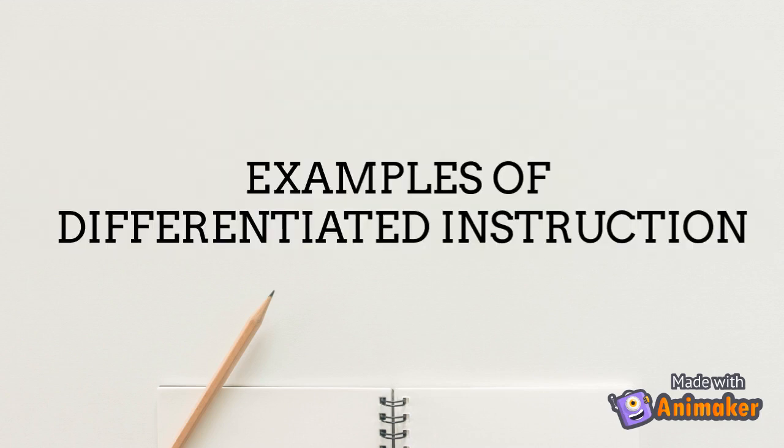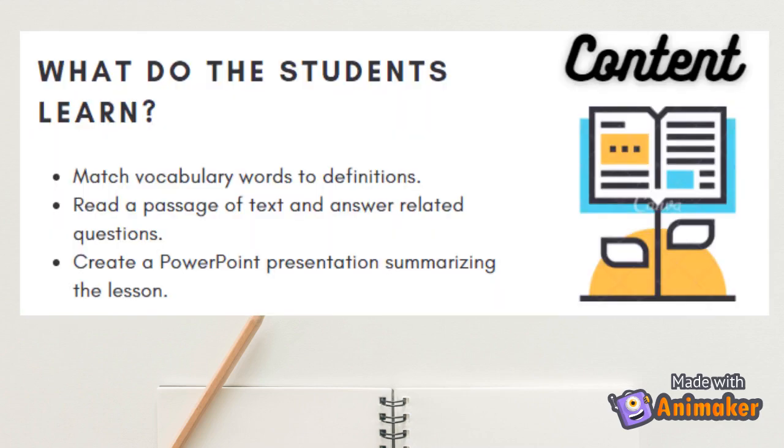Now, let's move to the examples of differentiated instruction. We will look into the examples of differentiated instruction in terms of the 4 elements of differentiated instruction. The first one is content. Basically, content means what the students learn. The first activity can be matching vocabulary words to definitions. The next one can be reading a passage of text and answering related questions. Teachers can also create a PowerPoint presentation summarizing the lesson.